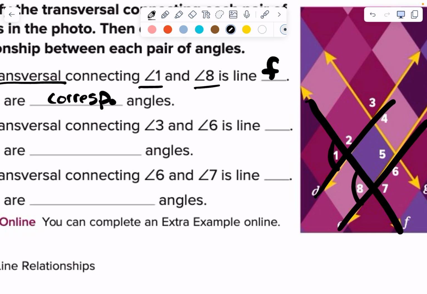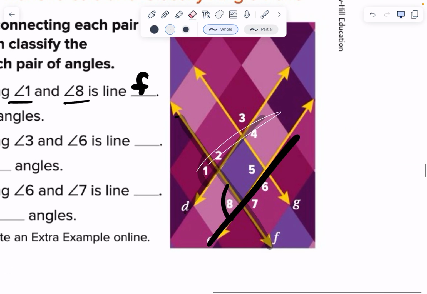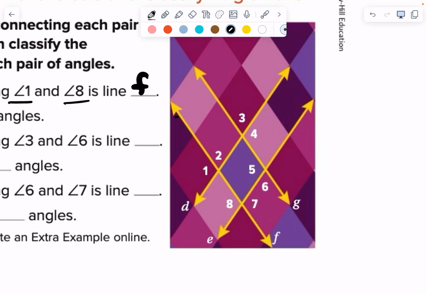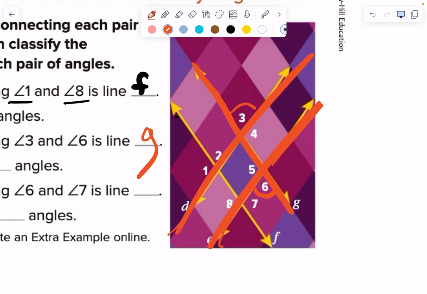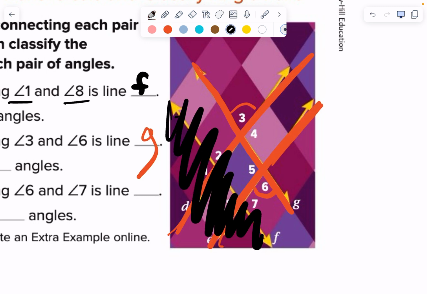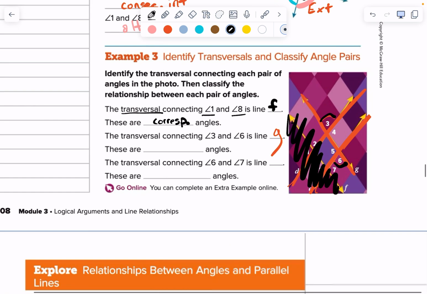All right, let's talk about the transversal that connects 3 and 6. Okay, 3 is here and 6 is here. Which line touches both of them? G, that's the transversal. Okay, here are my parallel lines. So we're going to completely ignore this one over here. 3 is here and 6 is here. What are those? They're alternate exterior. Yeah? Okay.